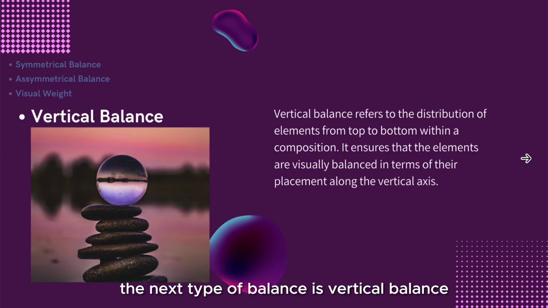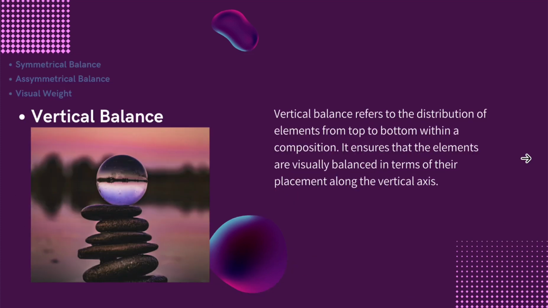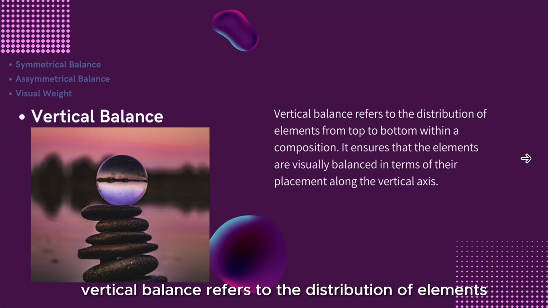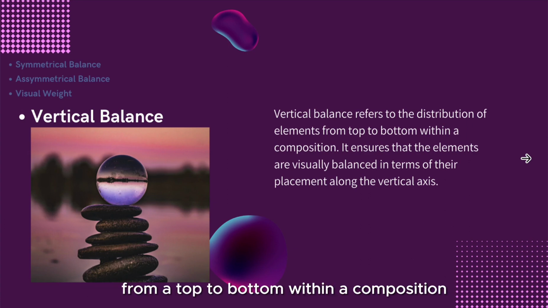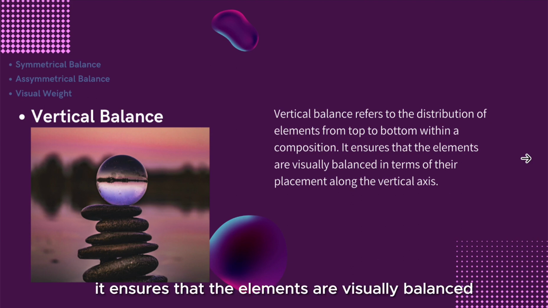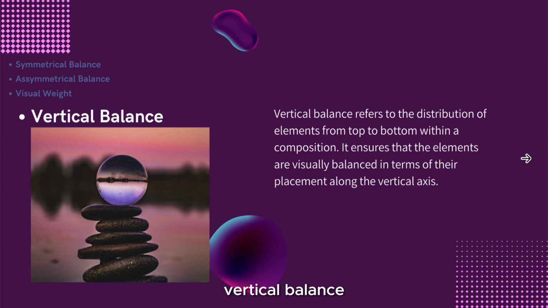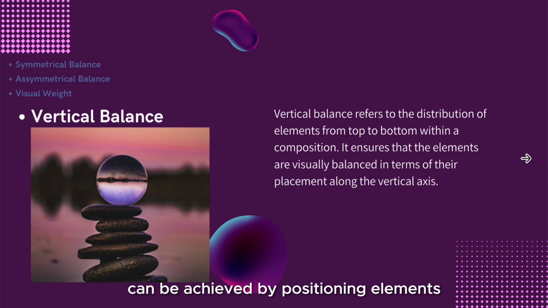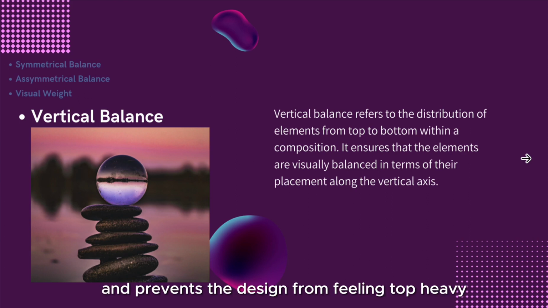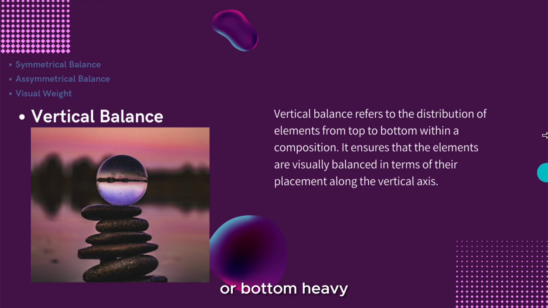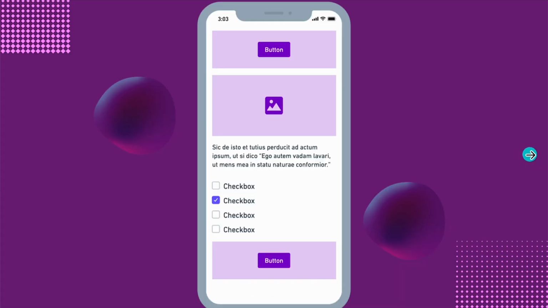The next type of balance is vertical balance. Vertical balance refers to the distribution of elements from top to bottom within a composition. It ensures that the elements are visually balanced in terms of their placement along the vertical axis. Vertical balance can be achieved by positioning elements in a way that maintains equilibrium and prevents the design from feeling top-heavy or bottom-heavy.